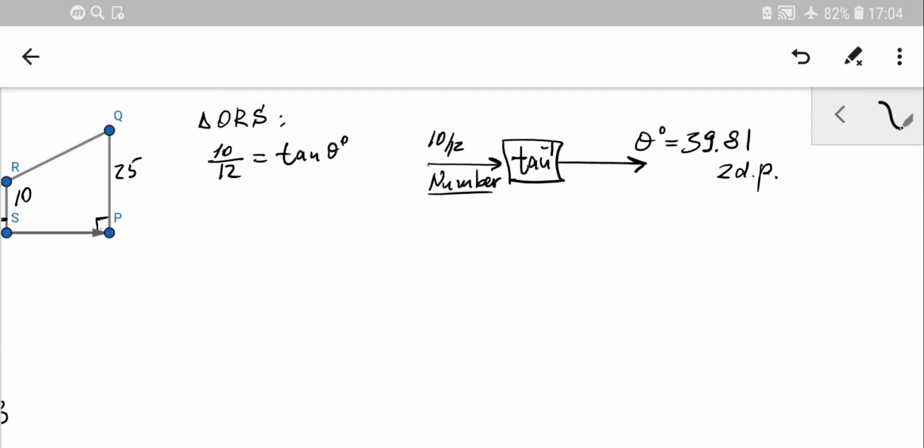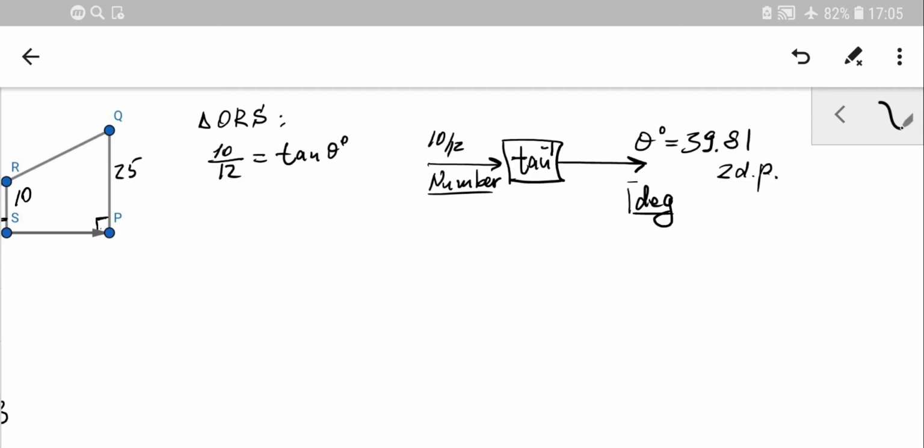If you didn't get this value, something is wrong. First of all, if you have the same input as I have, you actually need to check your calculator mode. First of all, make sure you press the tan minus 1 button. And the second one, make sure you have degree mode.